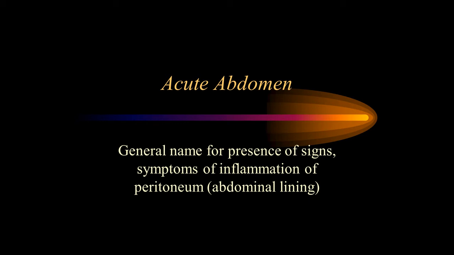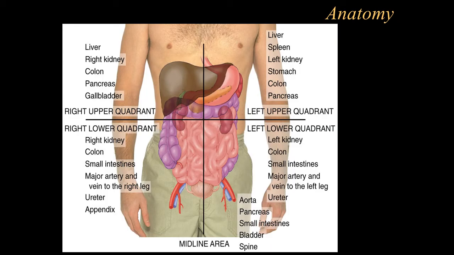So acute abdomen is the general name for presence of signs and symptoms of inflammation of the peritoneum, which is the abdominal lining. So think of all your bowel, your intestines, all your organs that kind of sit in a sac, which is the peritoneum. All right. So you can basically visualize this. This is the mental image I expect you to have.